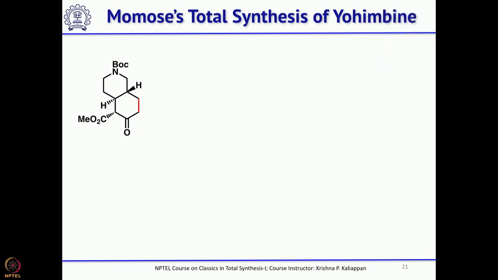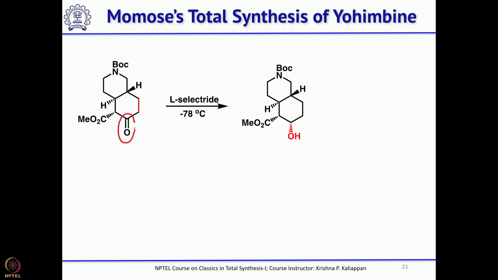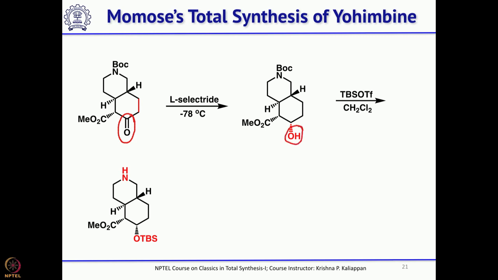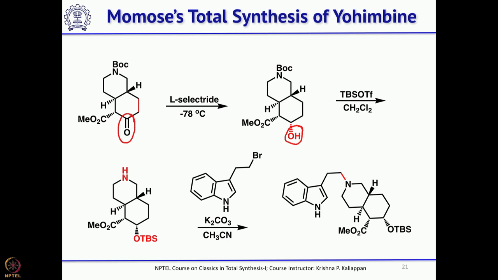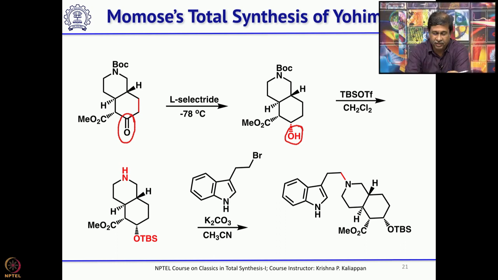Okay. Now what you need is to selectively reduce the ketone to alcohol, then you have to remove the Boc group. So before removing the Boc group, you have to protect the hydroxyl group. You protect the hydroxyl group as TBS, and while protecting the alcohol as TBS group, the Boc also got removed. Then you alkylate the piperidine with this indole ethyl bromide. Okay, indole ethyl bromide, and now you can see you have the complete structure of Yohimbine, except that this bond is not formed.